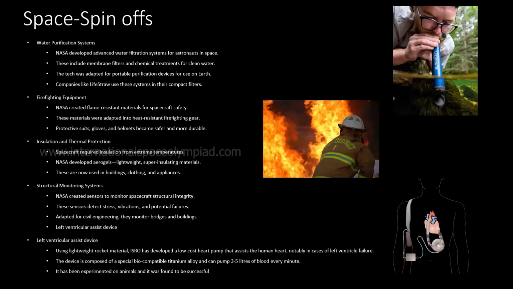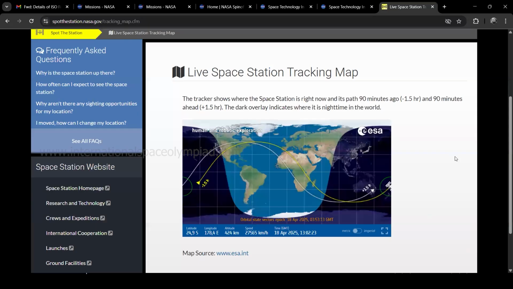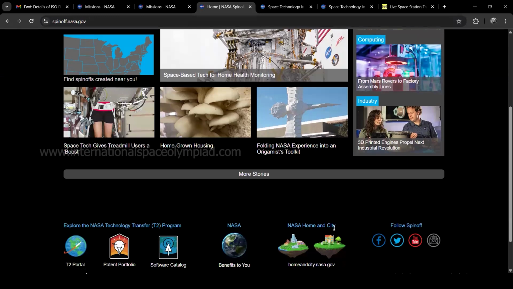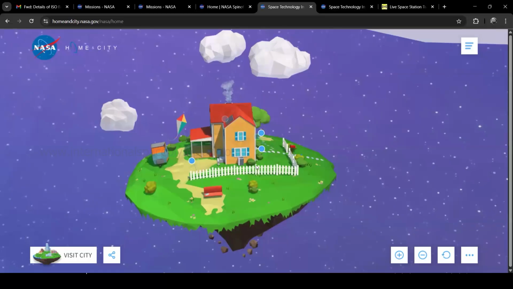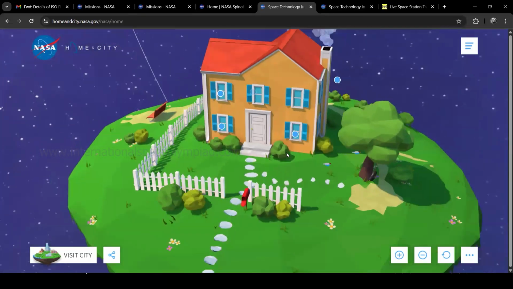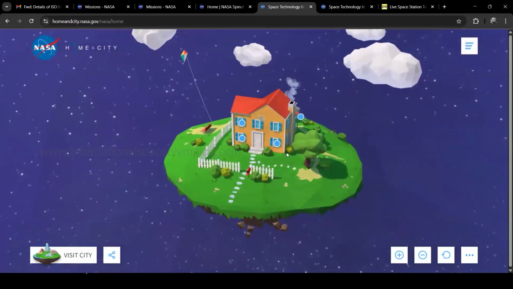And before going to the exam, I will show you one more interesting thing that makes learning more interesting. Just see. This is NASA Spinoff. The site address is spinoff.nasa.gov, and if you go there, you can click NASA home and city, then choose home or city, whatever you need. This is the home that I have chosen. I hope you can see. It shows the NASA spin-offs that are used in a home.